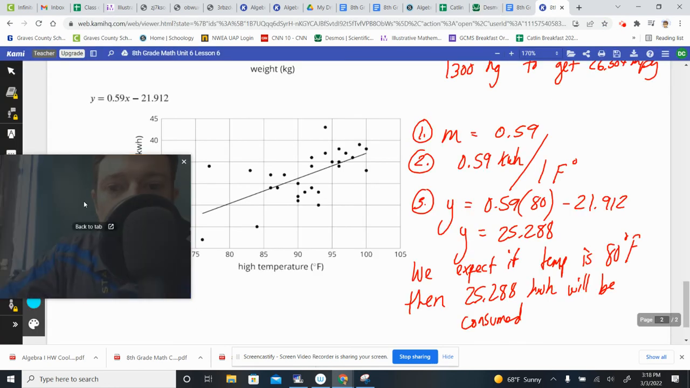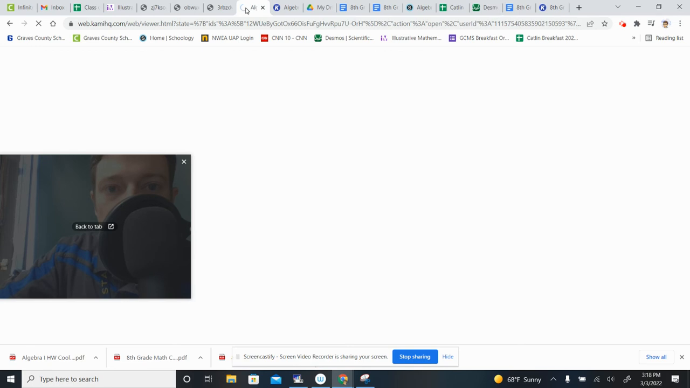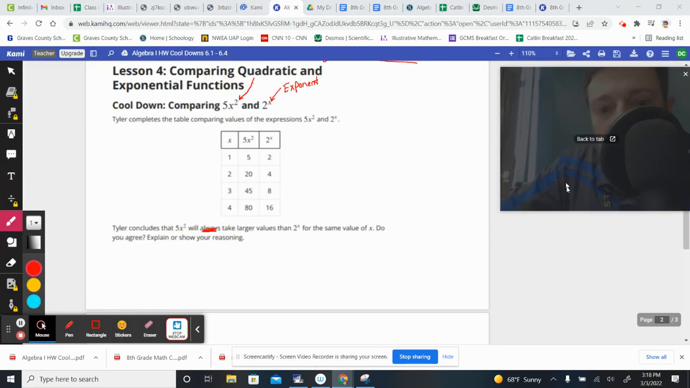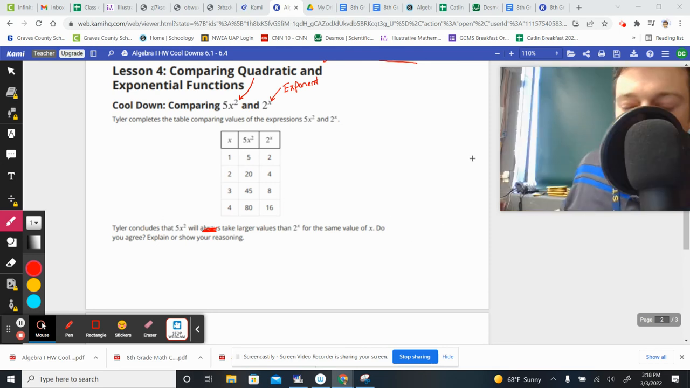So let's go back to our actual homework page and answer this question now that we have a better idea of what the graph looks like as we expanded the window out a little bit. Do we agree with Tyler? No, we don't. And we need to show our reasoning.